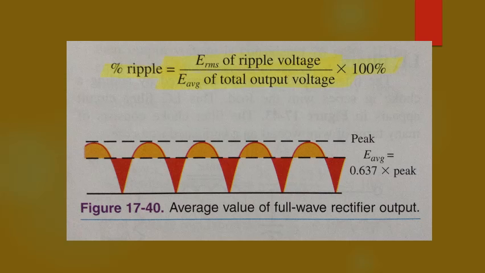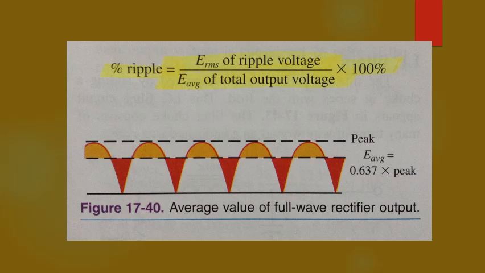In figure 17-40, the line E average shows the average voltage of the pulsating DC wave. It is equal to 0.637 times peak voltage. The shaded portion of the wave above the average line is equal in area to the shaded portion below the line. Movement above and below the average voltage is called the AC ripple. It is this ripple that requires filtering.